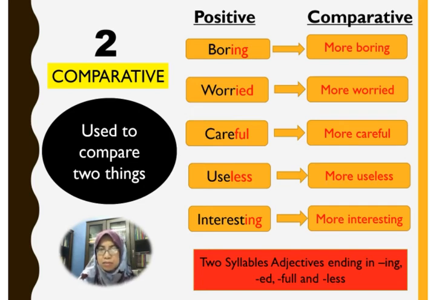Okay, if you are still confused, what is that? Boring, more boring. Boring, bosan. More boring, lebih bosan. Worry, susah hati. More worry, lebih susah hati. Careful, hati-hati. More careful, lebih hati-hati. Interesting, menarik. More interesting, lebih menarik. That is comparative adjective.